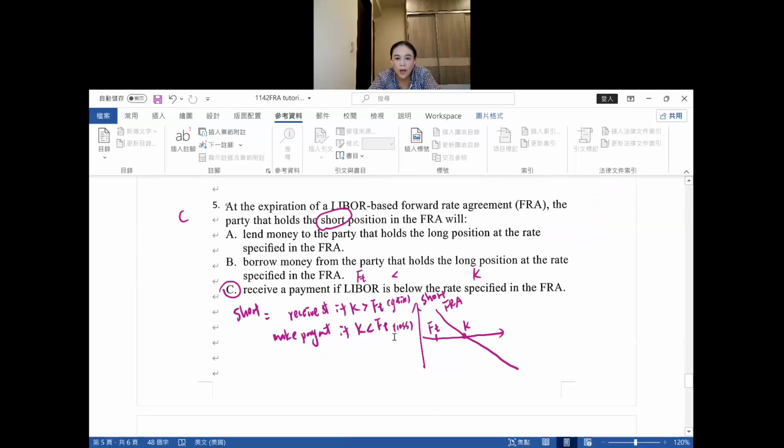So at the expiration of LIBOR-based FRA, the party holds a short position in FRA. Well, okay, so this is the short FRA diagram, right? You will earn money when K is higher than FT. You will lose money when the K is lower than FT, basically. So the answer is C. Receive a payment when your FT is lower than specified in the FRA. Okay, so answer C is correct.